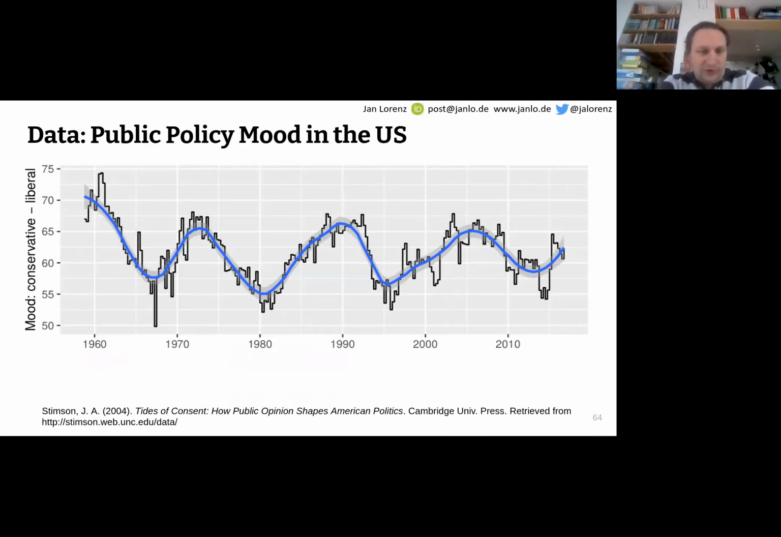This is some data I found on this issue, from a political scientist studying the tides of consent. He has invented a measure called public policy mood, where he aggregates a lot of survey data on a macro level and gets these timelines of public policy mood. His main point is of course not to explain why it is, but he says that typically the public policy mood cycle is in front of the electoral cycle. So he says, okay, this is driving politics and not the other way around, which you might also assume. Typically the shift comes before the presidential change from conservative to liberal or the other way around. That's I think his main study.